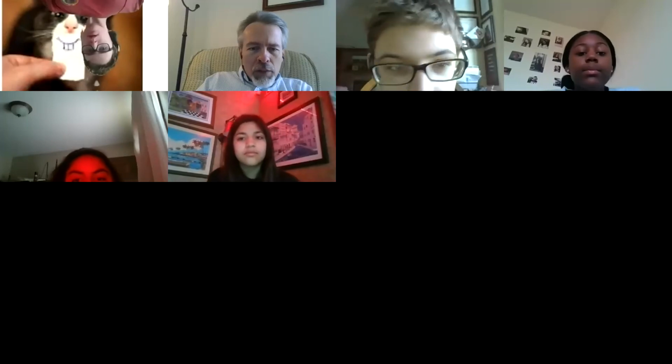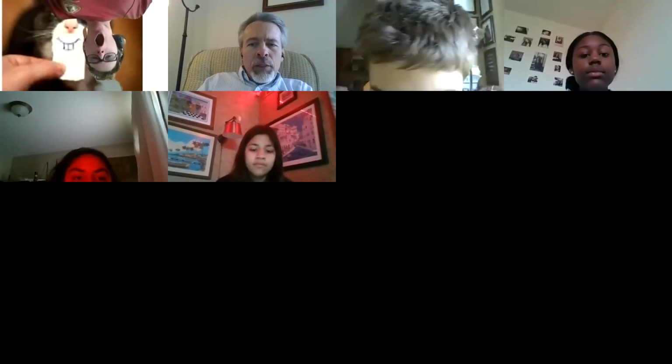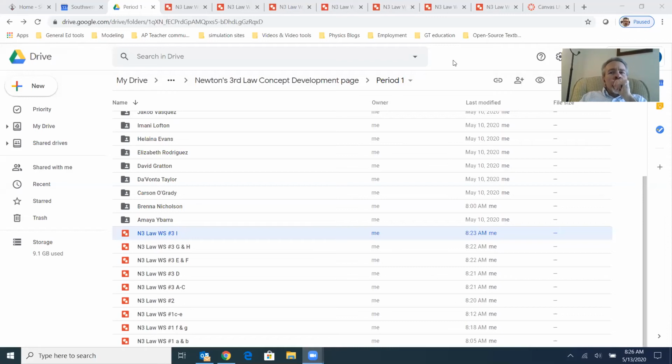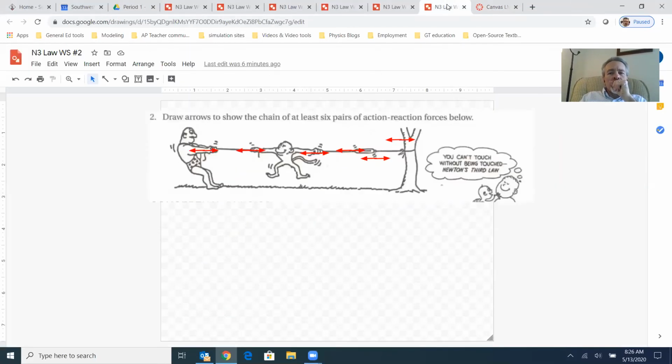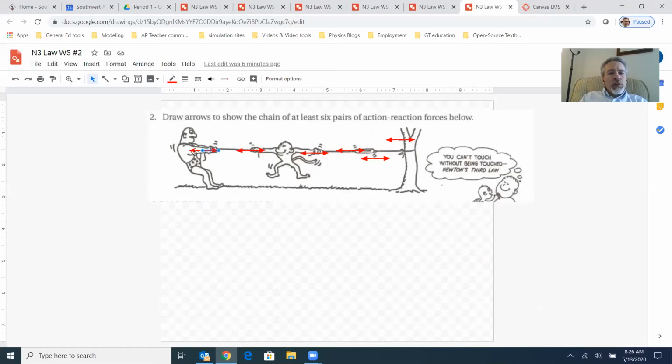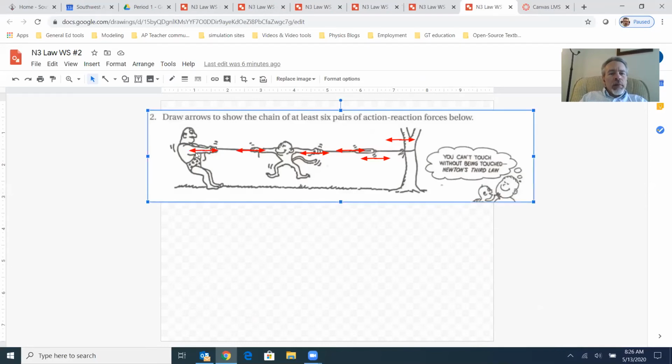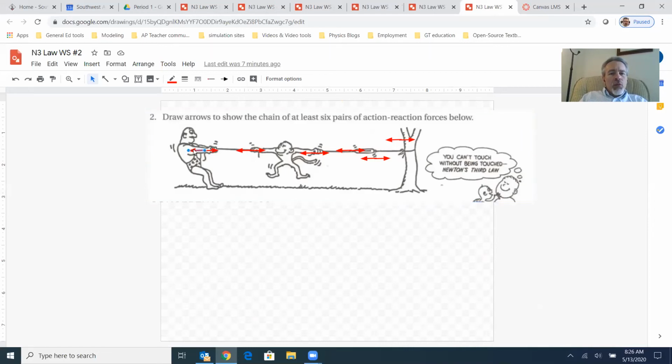Let me reclaim the host. For that one, I do want to share mine because it says to do 6, and I wanted you to be able to see all 6 of them. So just like Amani, I had the one on the guy in the Tarzan suit over here. There's a force on the rope from Tarzan, and there's a force on Tarzan from the rope. There's a force on the monkey from the rope, and there's a force on the rope from the monkey. On the other side of the monkey, there's a force on the other rope from the monkey, and then there's a force on the monkey from the rope.